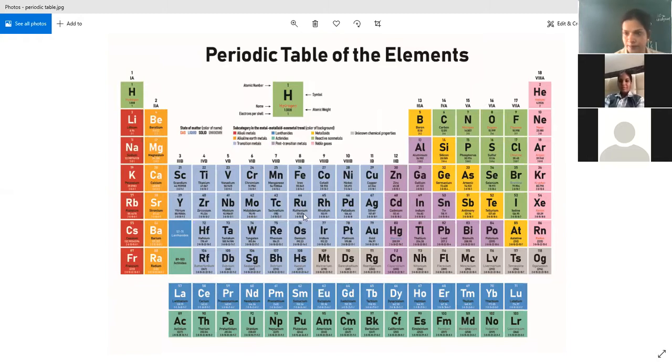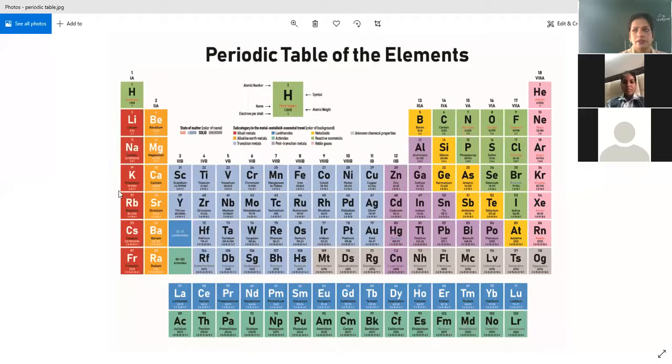Can you read it? Can you see the periodic table? Mukti, if you are seeing, please raise your hands. All right. Okay. Thank you, Sahil.